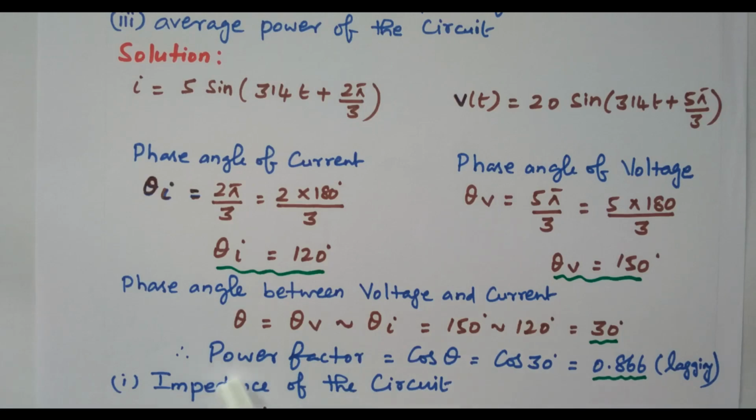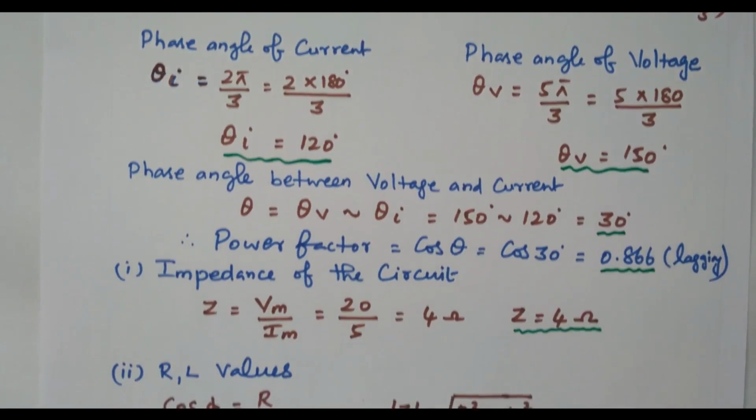From this we can find the power factor, because power factor is cos theta, where theta is the angle between current and voltage. So cos 30 is 0.866 lagging, because here we have an inductor circuit, and in an inductor circuit the current always lags the voltage. So from the equations we calculated the phase angle of current and voltage, from that the phase angle between current and voltage, and by using that angle we calculated the power factor.